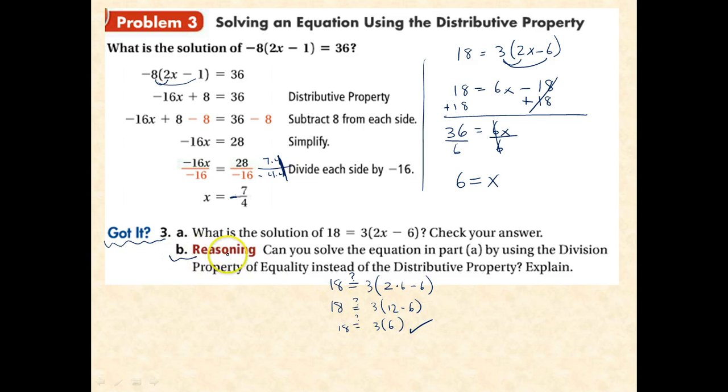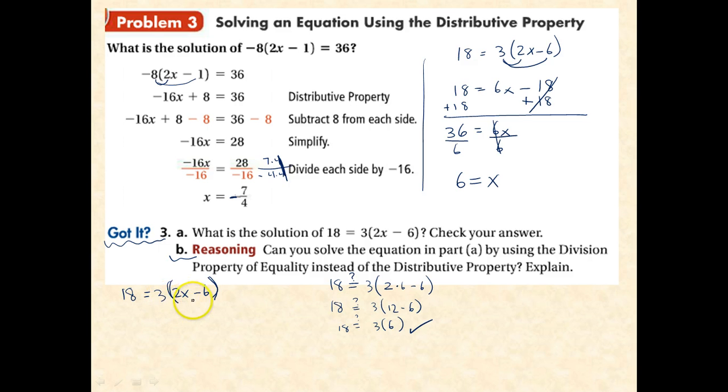How about B? Can you solve the equation in part A by using the division property of equality instead of the distributive property? Well, let's see. 18 equals 3 times 2x minus 6. How could we use the division property instead? Well, here, let's look at our x. It's subtracted by 6, multiplied by 2, and then this whole big mama is multiplied by 3.